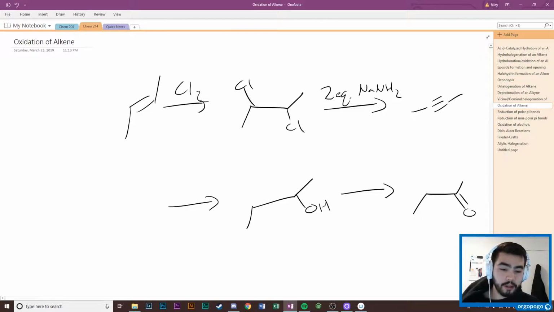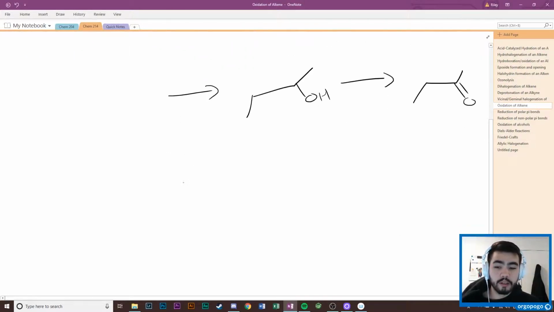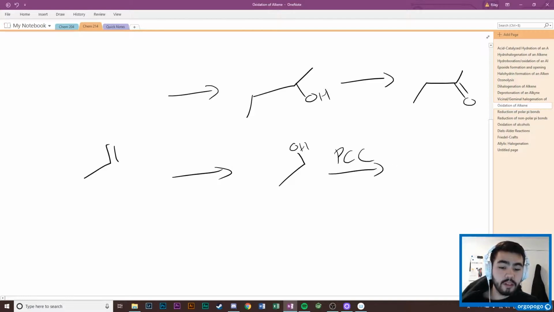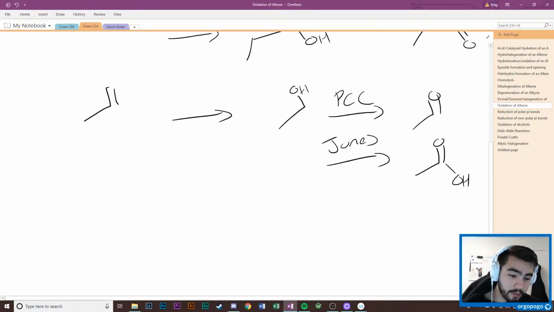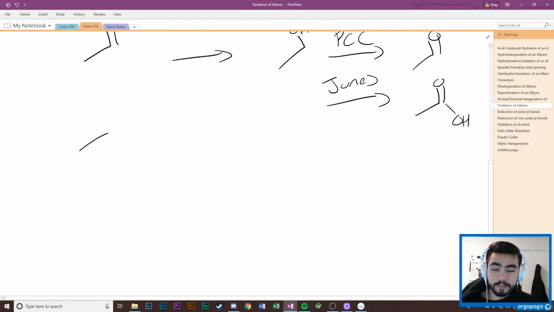Had I prepared ahead of time and thought about this already, had you had a terminal alkene and a terminal hydroxy, you can use PCC to take this to an aldehyde, or you can use Jones to take this to a carboxylic acid. Had I been really prepared, I could have given you... Had I been even more prepared, I would realize the thing I was just thinking of doesn't actually work.